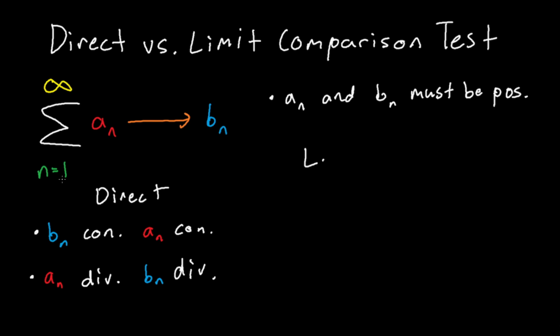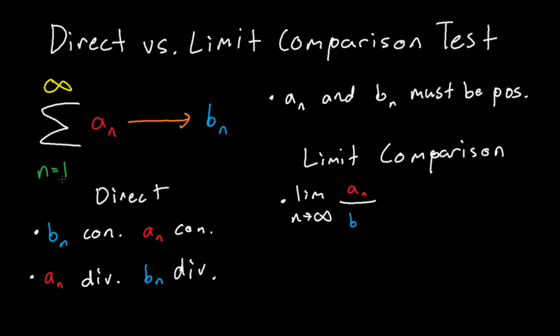Alright, what about the limit comparison? Now, the way you find b of n is still the same, but in order to use the limit comparison test, you first need to take a limit, right? So as n approaches infinity for a of n over b of n. So you need to put the functions over each other and take the limit up to infinity. And the answer for this limit could equal c or L, right?